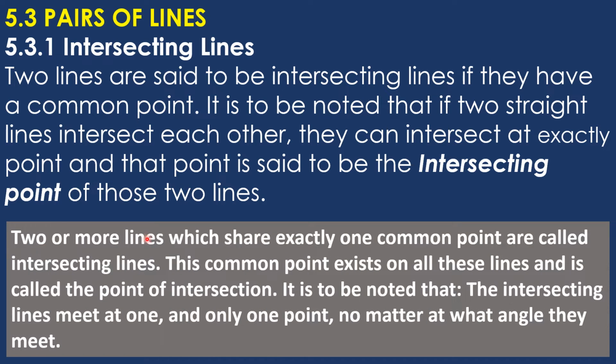That means two or more lines which share exactly one common point are called intersecting lines. This common point exists on all these lines and is called the point of intersection. It is to be noted that intersecting lines meet at one and only one point, no matter at what angle they meet. So this is the definition of intersecting lines. We'll understand next in detail with the figure.